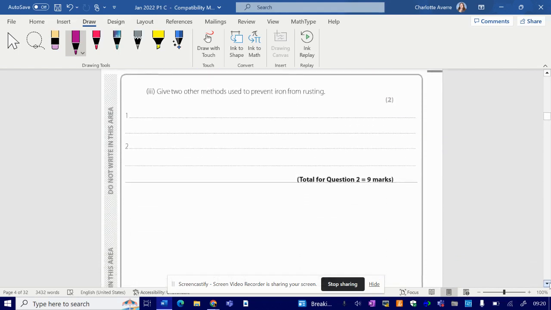And give 2 other methods used to prevent iron from rusting. So anything that prevents iron from rusting here. So I'm going to say paint the object. And also you could coat the object with oil or grease. You could also coat the object with a plastic coating that would prevent it from rusting as well. So any of those answers should be acceptable.